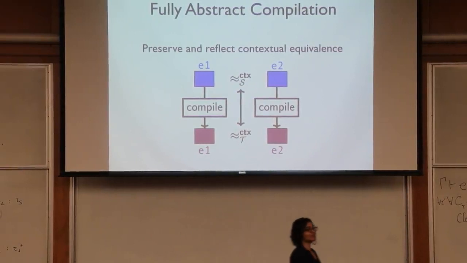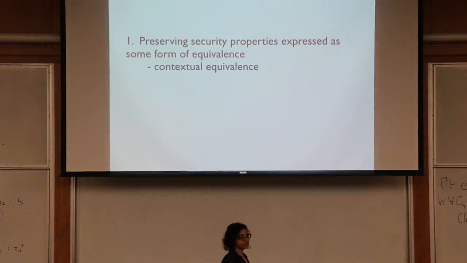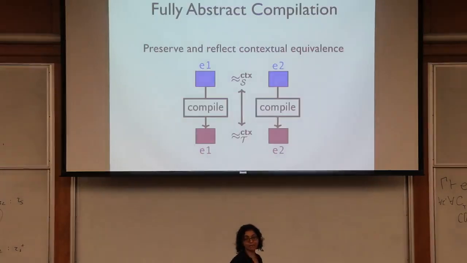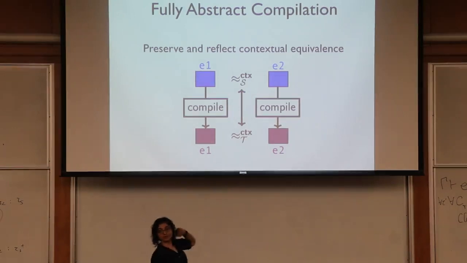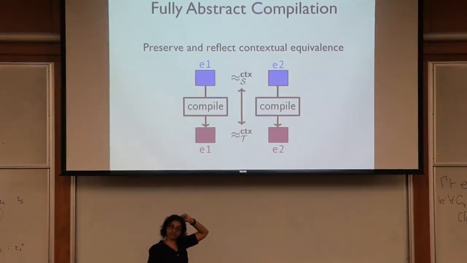Okay, so to jump ahead, I'm mostly talking about, as I said, preserving contextual equivalence. And when it comes to contextual equivalence, we have a term, fully abstract compilation. We say that a compiler is fully abstract if it is equivalence preserving. In other words, if the blue E1 and E2 at the source level are contextually equivalent in the source, then their compiled versions have to be contextually equivalent in the target. So that's equivalence preservation, downwards.